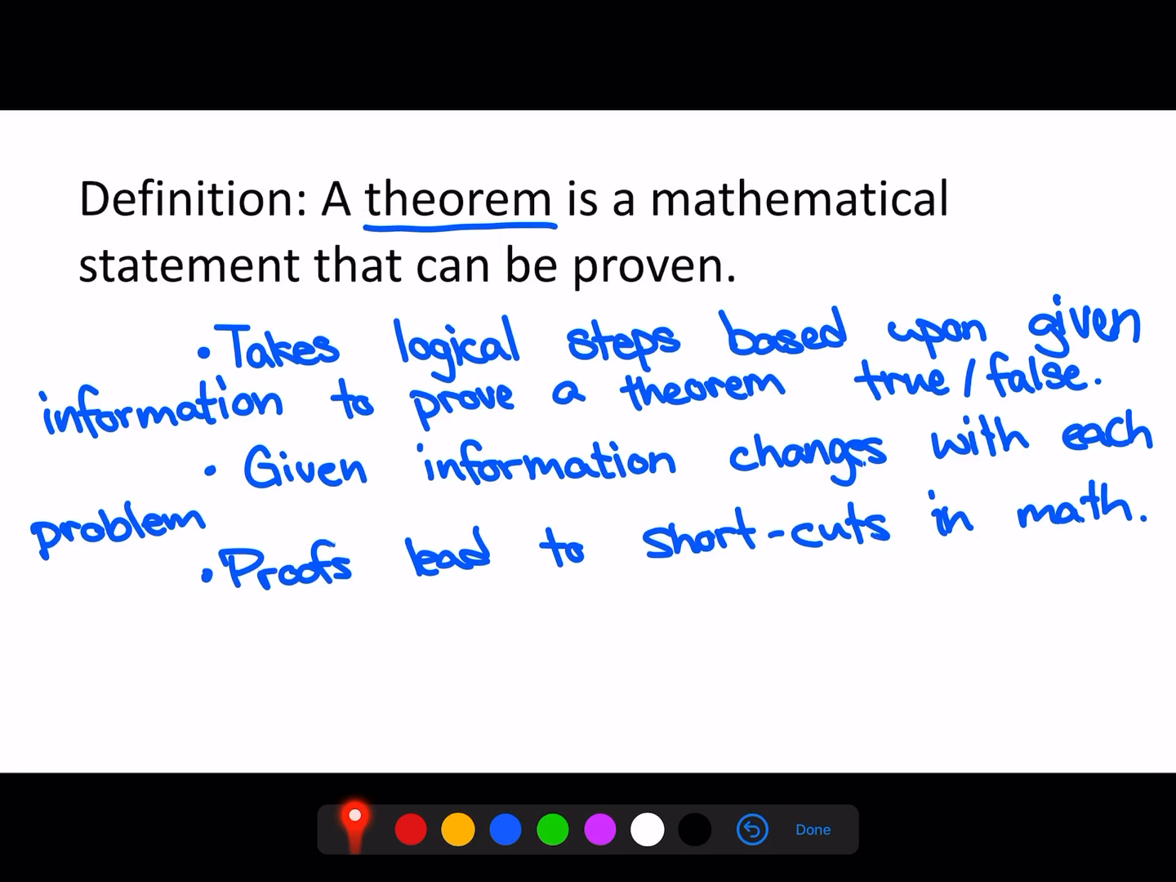So what this does is it'll take logical steps based upon given information. So each problem will give us some information, and each time the given information will change. And with that given information, we'll need to prove the statement that they would like us to prove. Now, these proofs will lead to shortcuts that we can use in mathematics later on, and they'll also lead us to some rules that we can follow that will work every single time, which will help us out with those shortcuts as well. So these will be very useful for us as we continue.